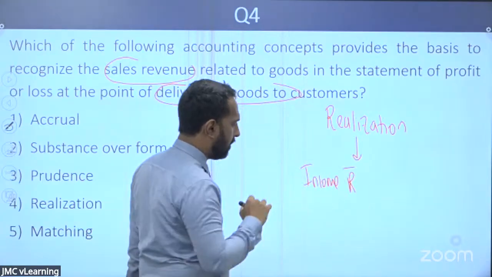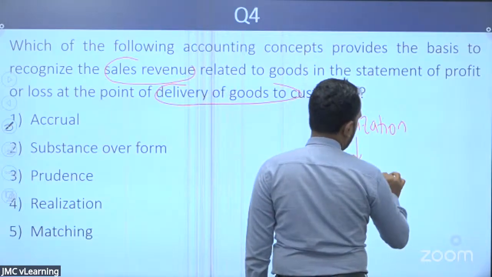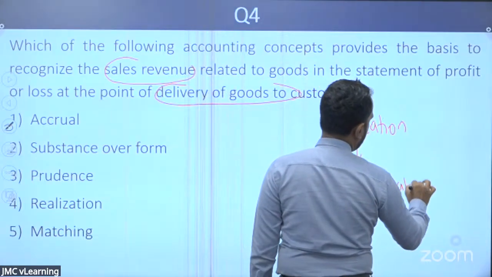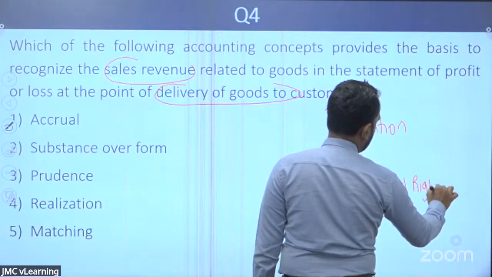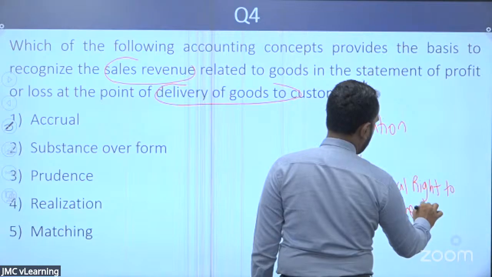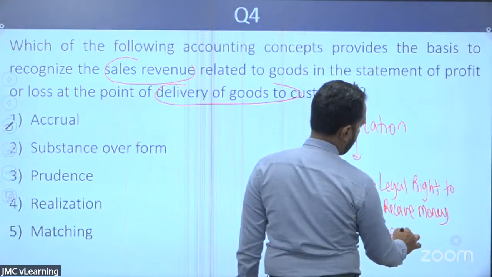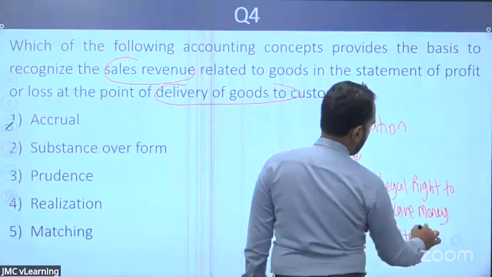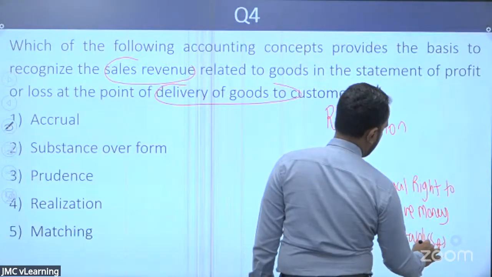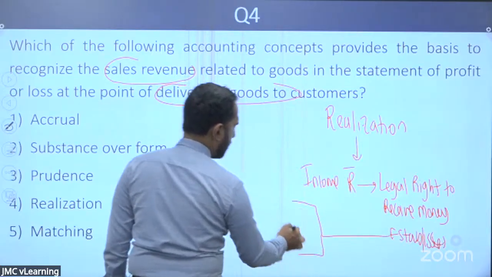the legal right to receive money is established. When is this legal right to receive established?